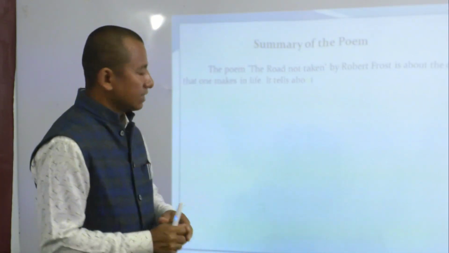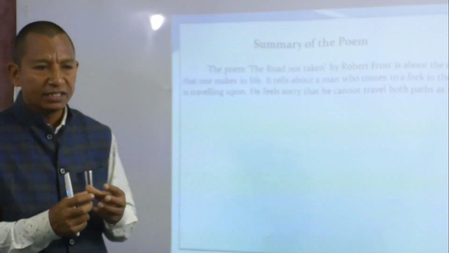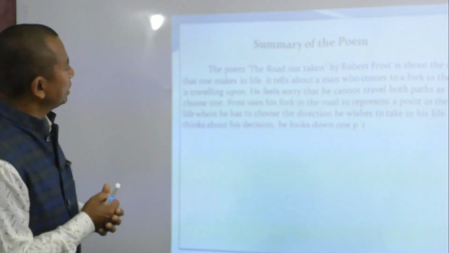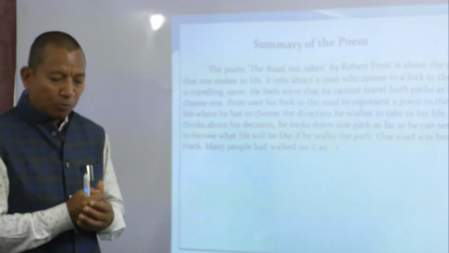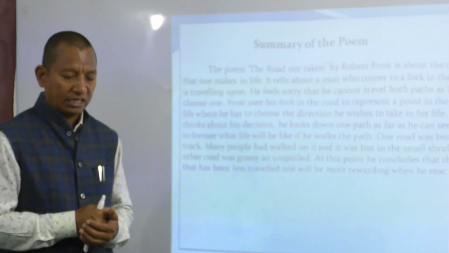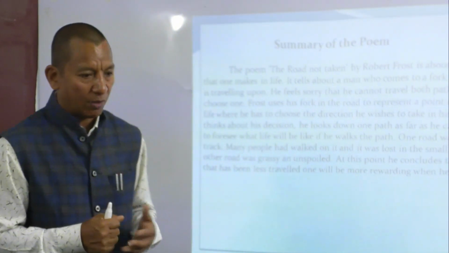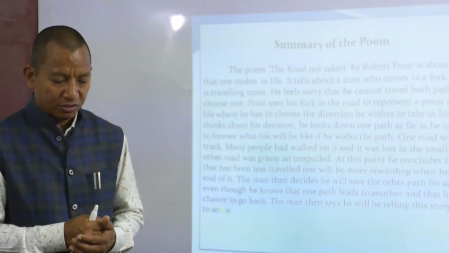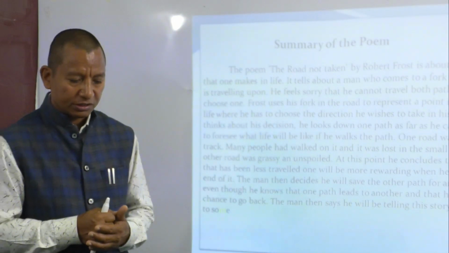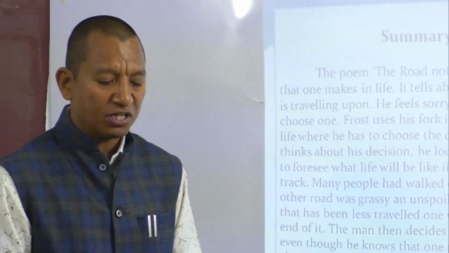Alright, this poem can be understood in this way. Let me explain briefly an interpretation of this poem, The Road Not Taken by Robert Frost. The poem is about the choices that one makes in life. It tells about a man who comes to a fork in the road. We have already discussed this. The speaker finds himself standing at a fork. He feels sorry that he cannot travel both paths as he must choose one.